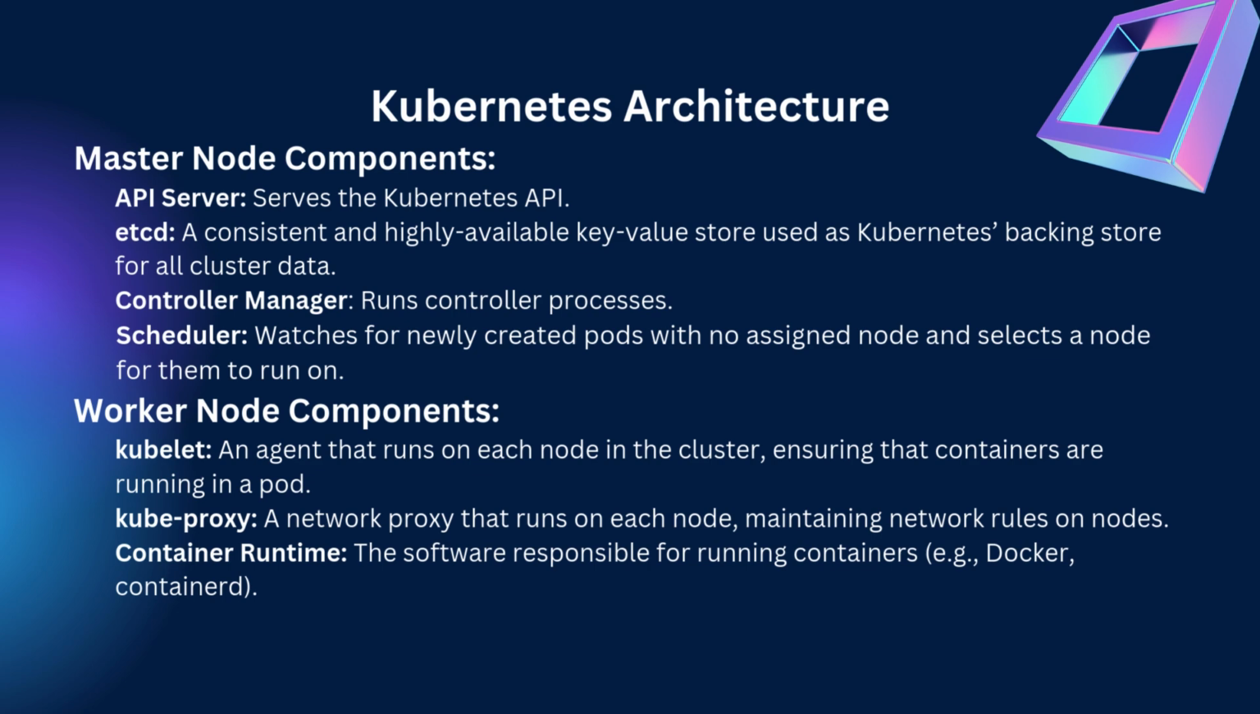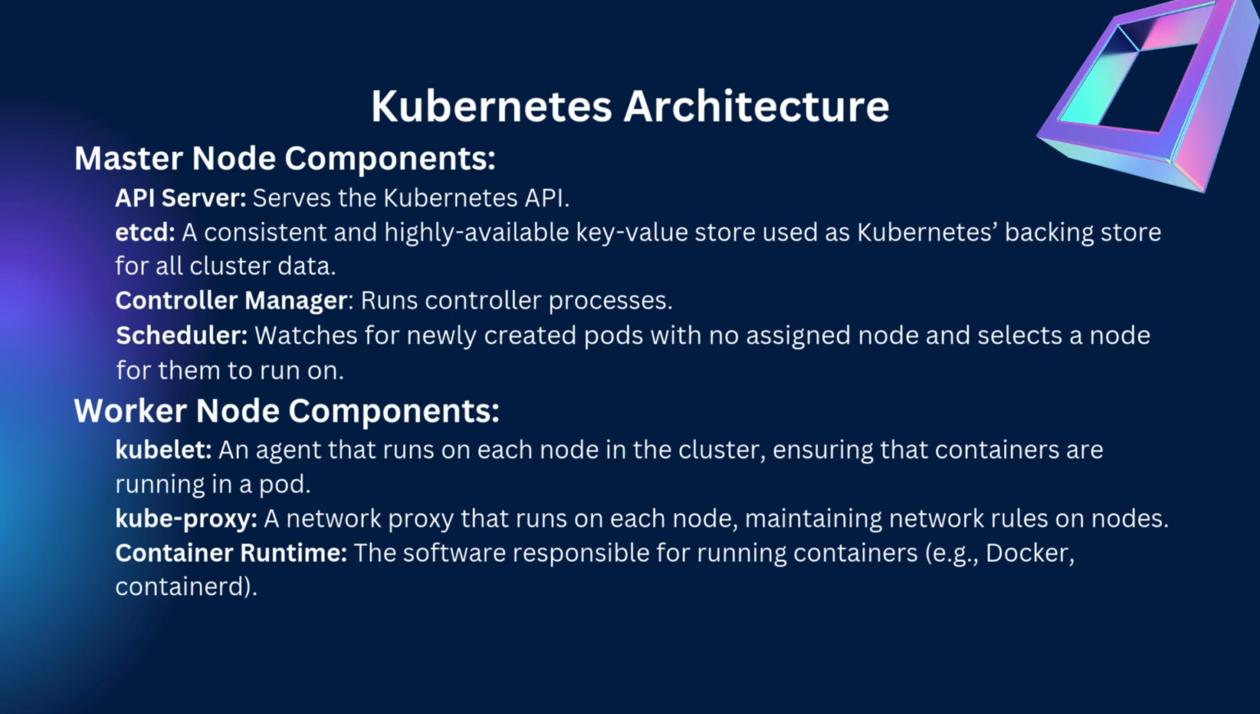etcd is a distributed key-value store used by Kubernetes to store all cluster data, ensuring consistency and reliability across the system. It holds the configuration data, state, and metadata of the cluster, serving as the backbone for Kubernetes high availability. As a highly available and consistent data store, etcd uses consensus algorithms to manage and replicate the data across multiple nodes. This ensures that the cluster state is preserved even in the event of node failures. etcd is critical for maintaining the desired state and overall health of the Kubernetes cluster.